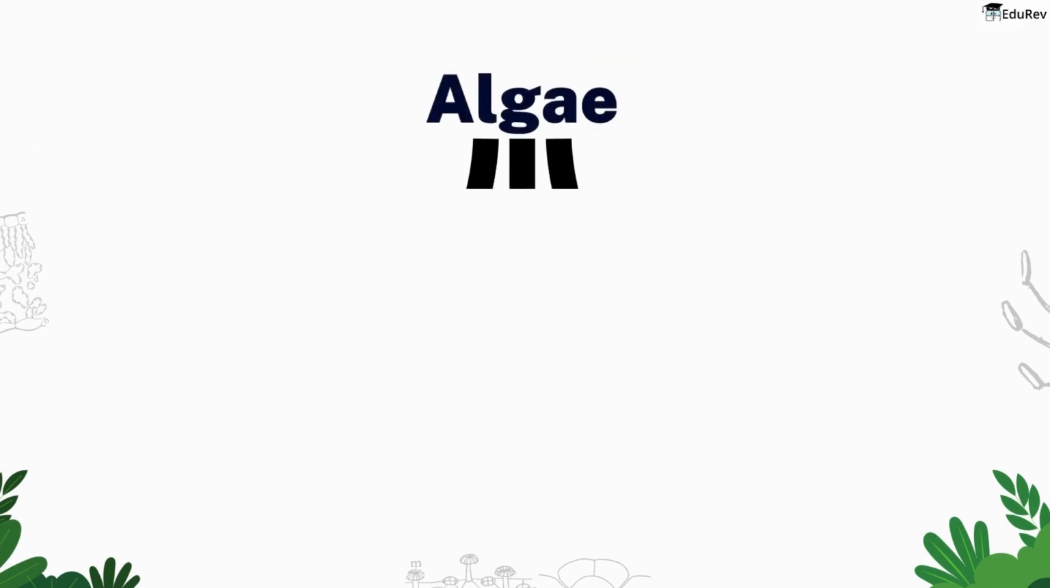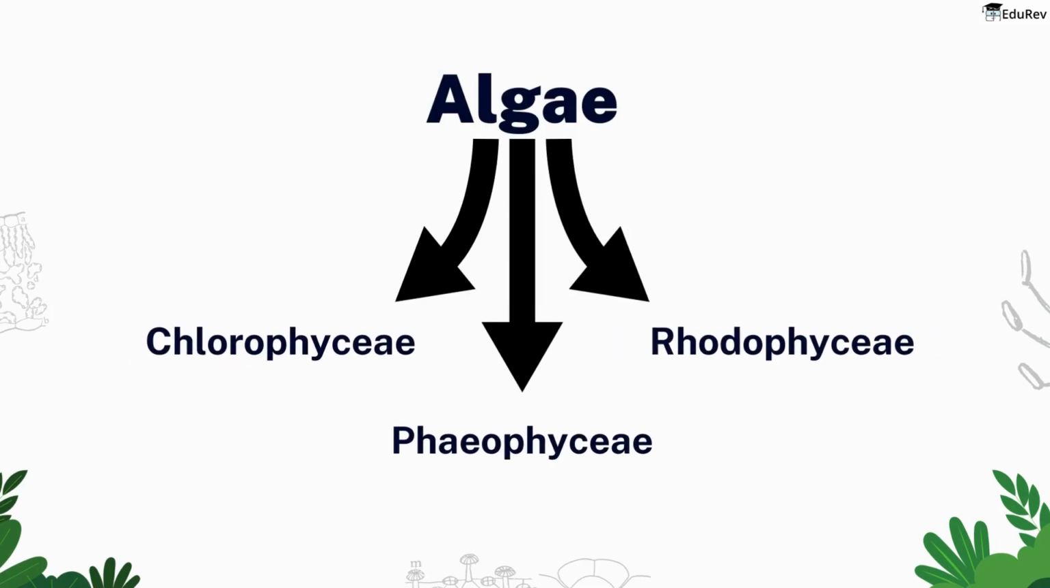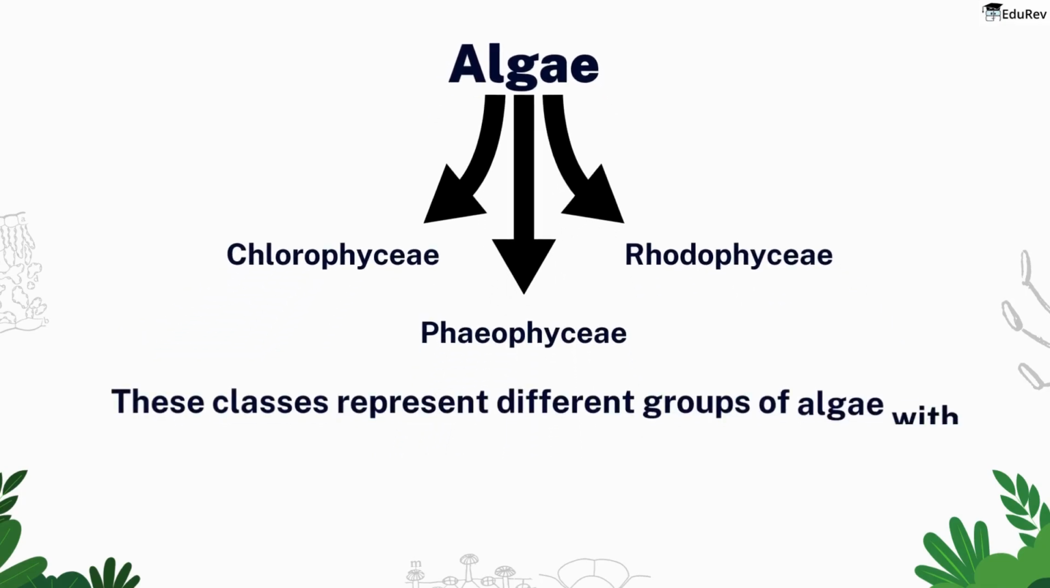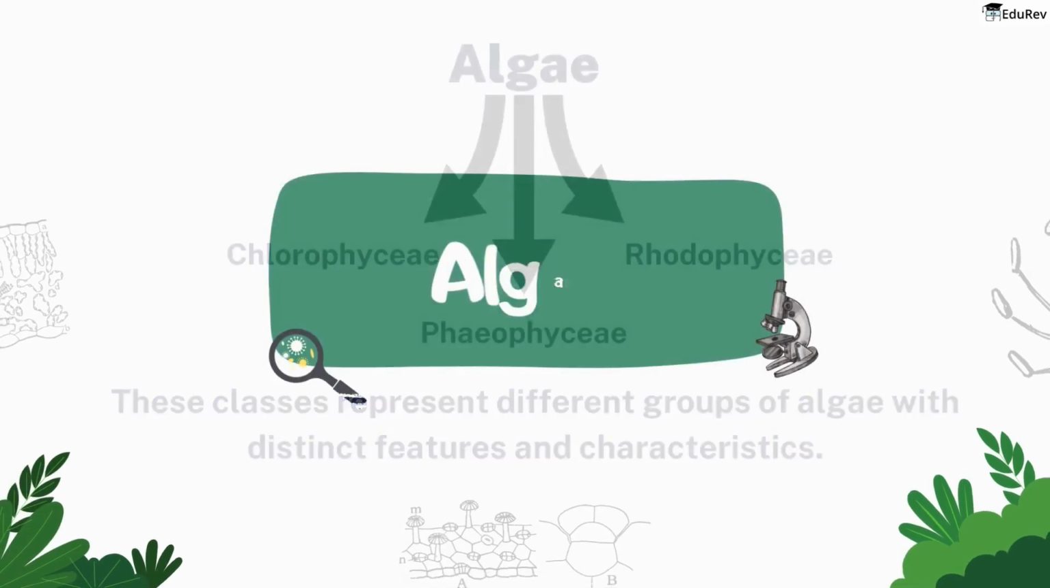Algae are classified into three main classes based on their characteristics: chlorophyceae, phaeophyceae, and rhodophyceae. These classes represent different groups of algae with distinct features and characteristics. These different classes of algae are very important from the exam point of view, and we will cover it in the next video. We hope that you have understood the topic of system of classifications and get introduced with plant-like organisms, that is algae.